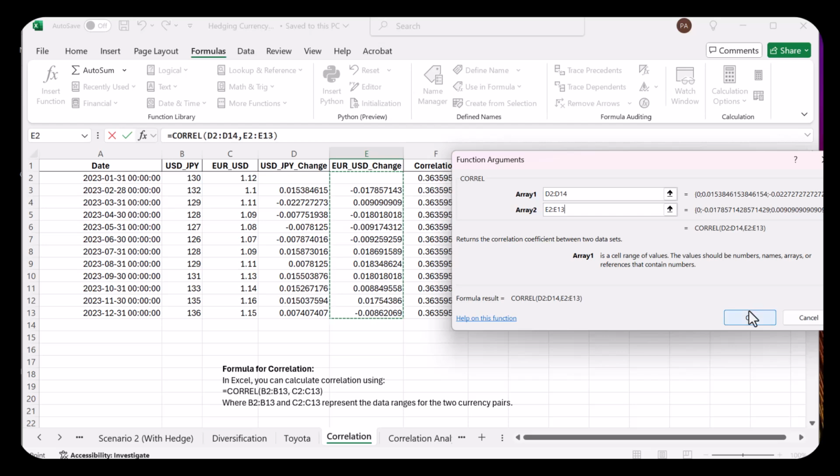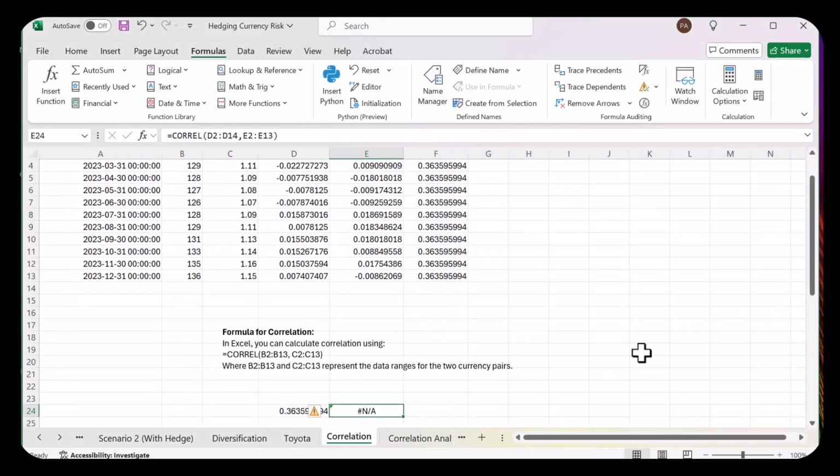Okay, and then enter. So you will have, sorry, I think I've chosen wrong. Yes, I had also chosen the first blank one. I think that is a mistake.